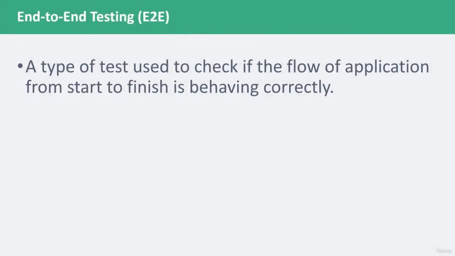The first type of test you'll become familiar with are end-to-end tests. An end-to-end test is used to check if the flow of the application is behaving as expected from start to finish. The purpose is to make sure things look like they're working from the user's perspective.